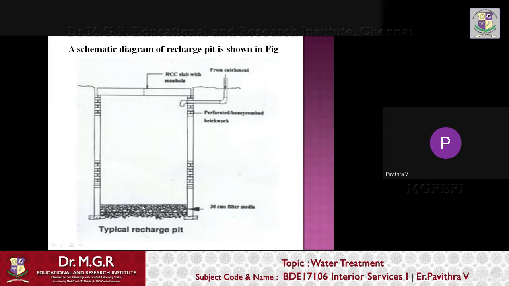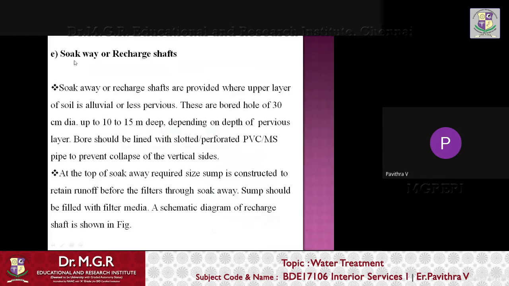So when the water percolates slowly into this filter medium, it will be stored in the underground. So it is a way of recharging the ground. So this is the recharging pit. Next is soakways or the recharge shafts.